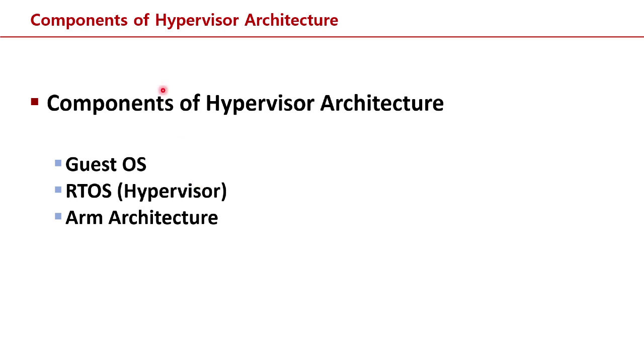Another key component of hypervisor architecture is the ARM architecture. ARM architecture provides several key features of virtualization. The virtualization includes the virtual CPU, the virtual interrupt, the virtual address, and virtual memory mapped IO. Those features can be implemented using the features of ARM architecture. We'll dive more into the virtualization features of ARM architecture in the next video.